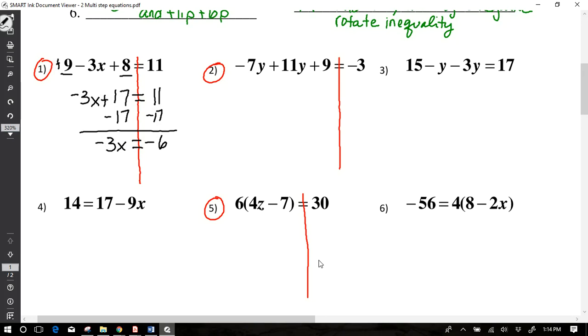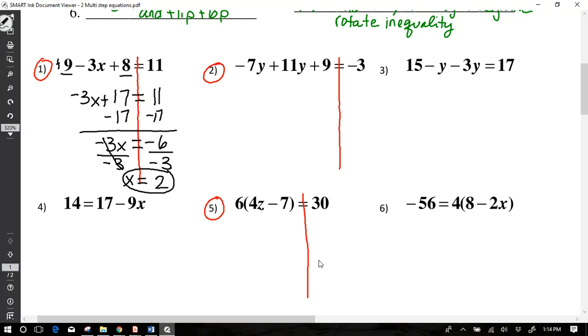And finally, I am going to multiply or divide the coefficient of the variable term. So the coefficient of negative 3x is negative 3, and it's being multiplied, so I'm going to divide. So that simplifies to just give me 1x. Negative 6 divided by negative 3 is a positive 2. And that's my final answer.